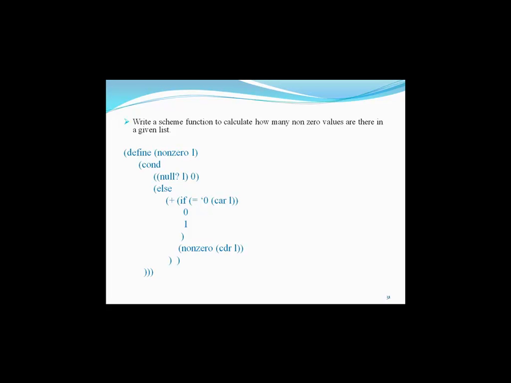If this statement is false, we are going to send the CDR of L recursively to the non-zero function and get the outputs. This is an example of how we get our value.